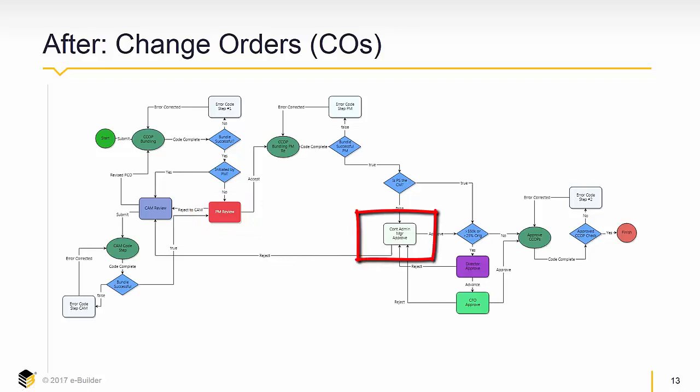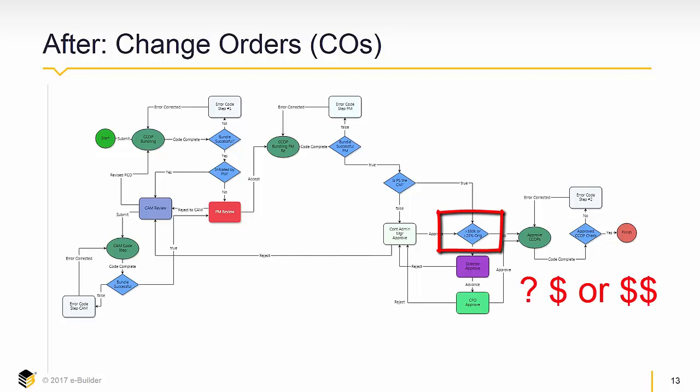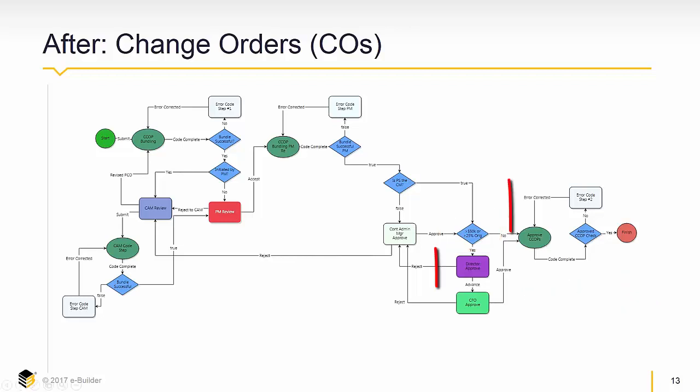It goes to the contract administration office for review and approval, and then asks itself a question depending on the dollar value of the change order. It moves on to either director or CFO approval, and then is finished.